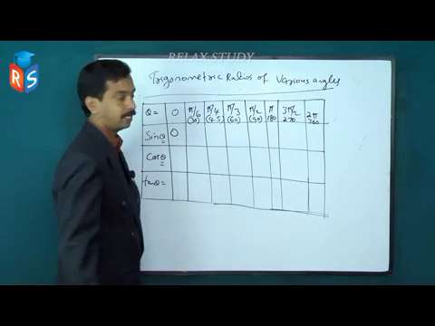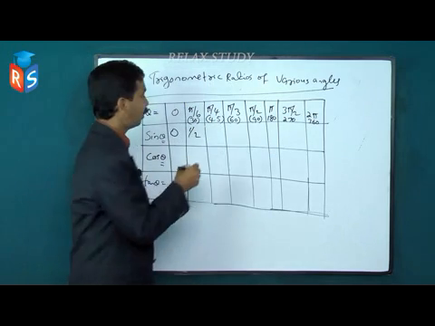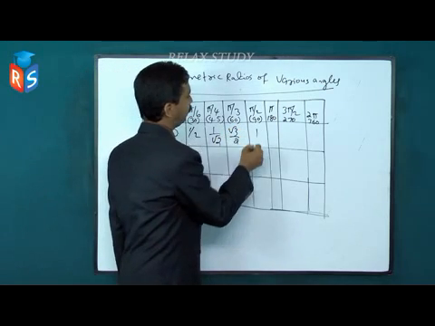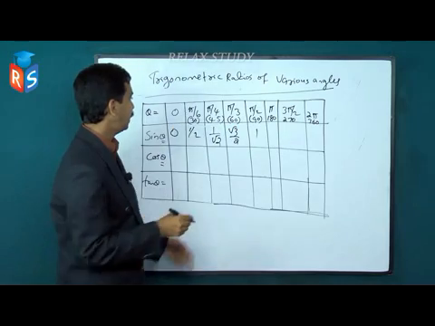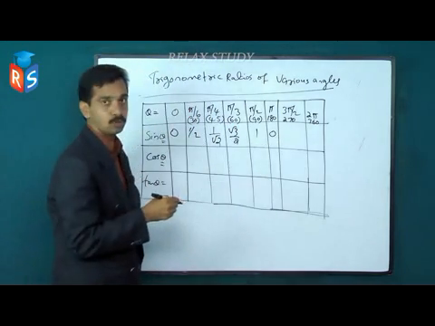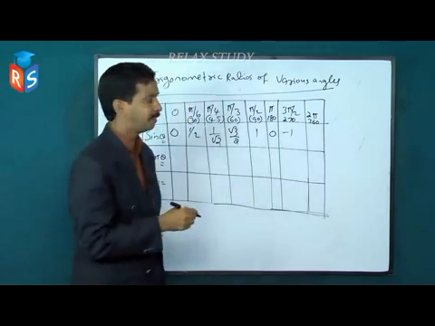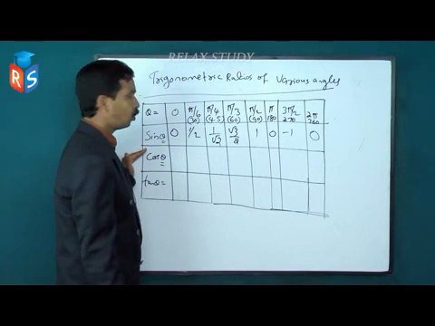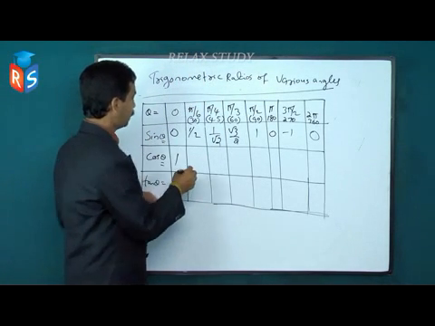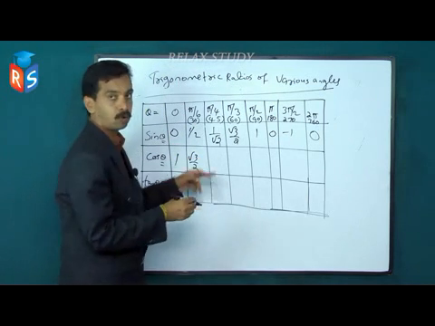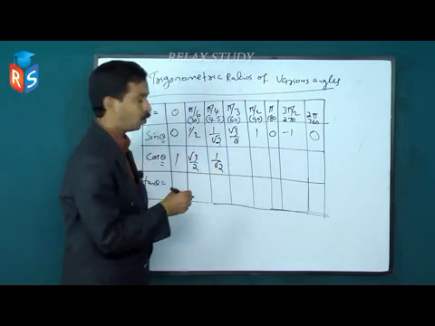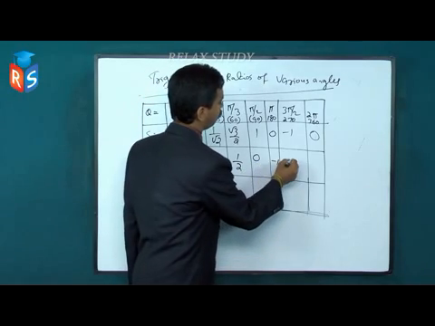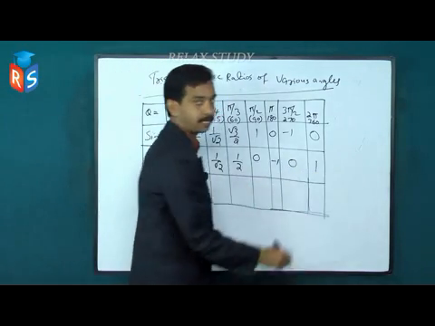Sin 0 is 0, sin 30 is 1 by 2, sin 45 is 1 by root 2, sin 60 is root 3 by 2, sin 90 is 1, sin 180 is 0, sin 270 is minus 1, and sin 360 is 0. Then about cos theta: cos 0 is 1, cos 30 is root 3 by 2, cos 45 is 1 by root 2, cos 60 is 1 by 2, cos 90 is 0, cos 180 is minus 1, cos 270 is 0, and cos 360 is 1.